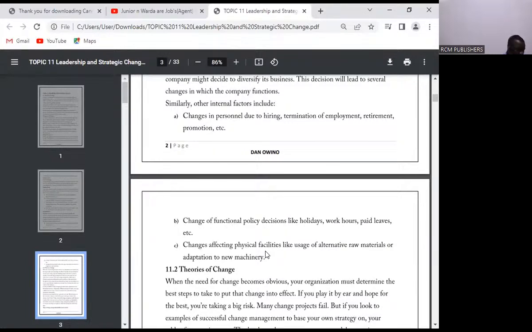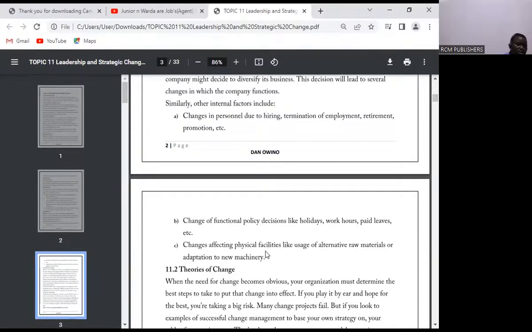Another one is personnel factors, e.g. training of the staff or the employees, so that they're able to acquire the required skills to be competitive in the changing job environment. Personnel factors, that's also an internal factor.